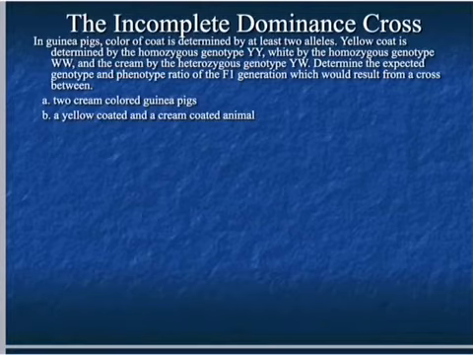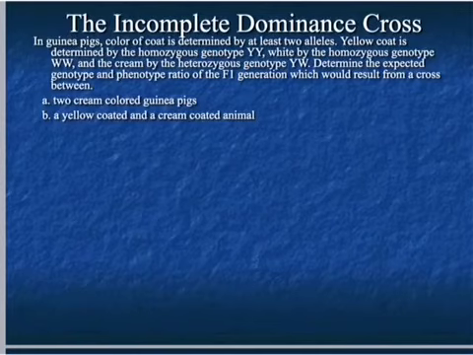Let's try one more problem. In guinea pigs, color of coat is determined by at least 2 alleles. Yellow coat is determined by the homozygous genotype YY, white by the homozygous genotype WW, and the cream by the heterozygous genotype YW. Determine the expected genotype and phenotype ratio of the F1 generation, which would result from a cross between 2 cream-colored guinea pigs and a yellow-coated with a cream-coated animal.